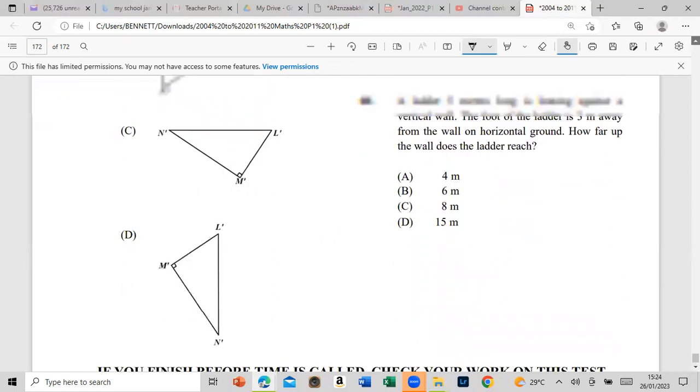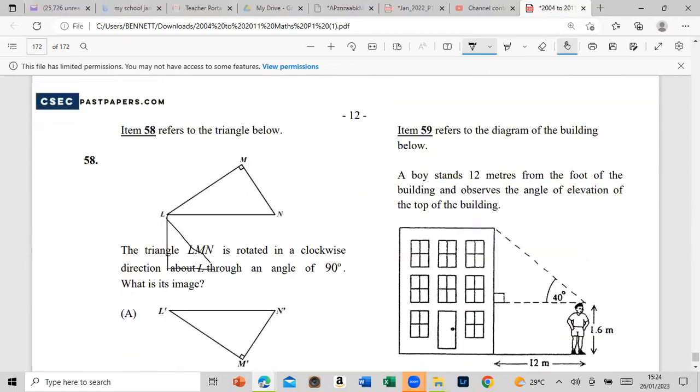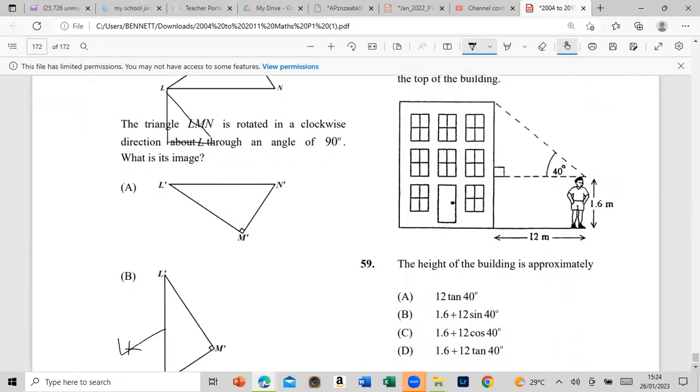Alright, so we've come to the end, guys. Let's go to 59 and then 60. Item 59 refers to the diagram of the building below. A boy stands 12 meters from the foot of a building and observes the angle of elevation of the top of the building. The height of the building is approximately... So the height of the building, that's 12.